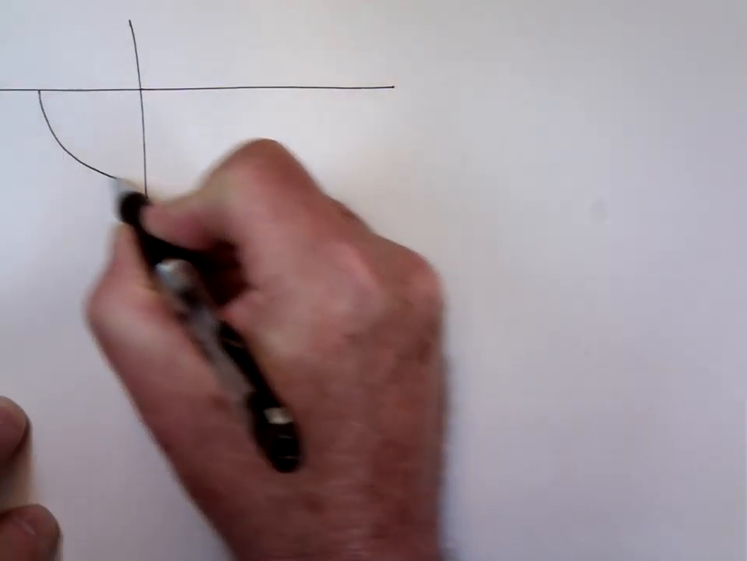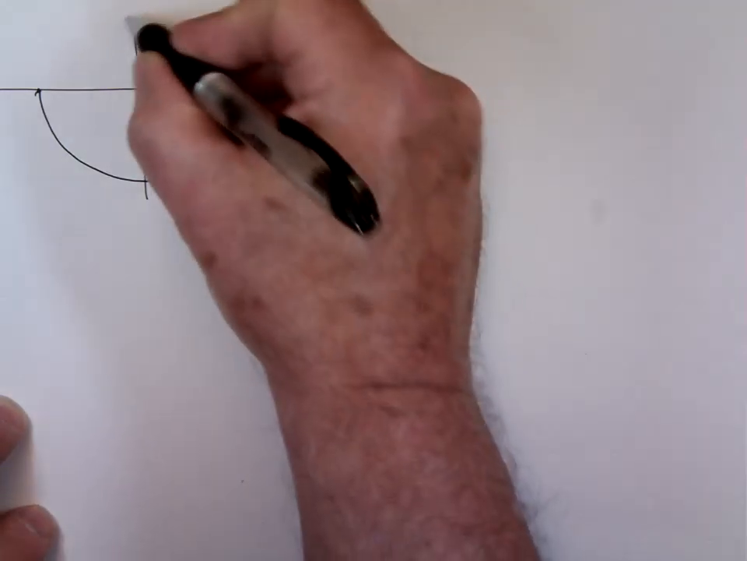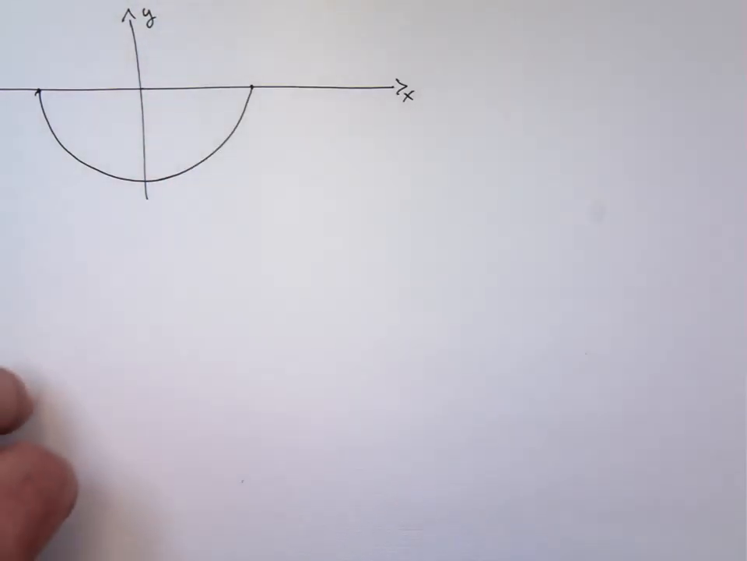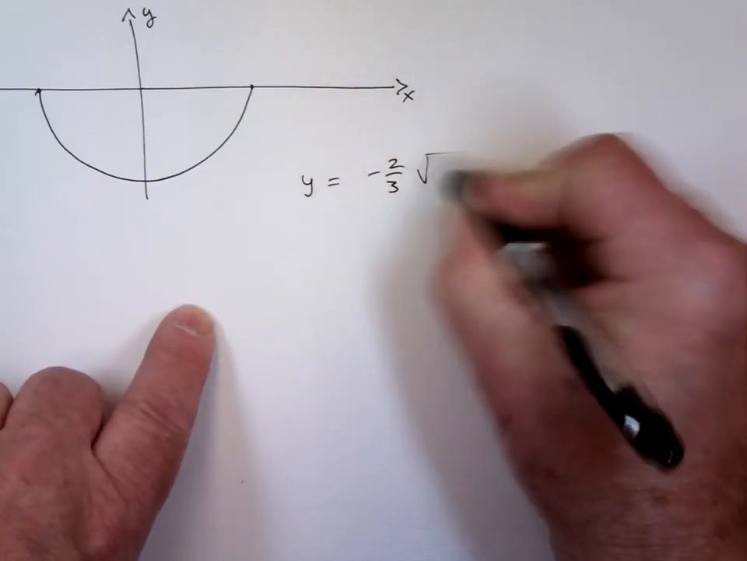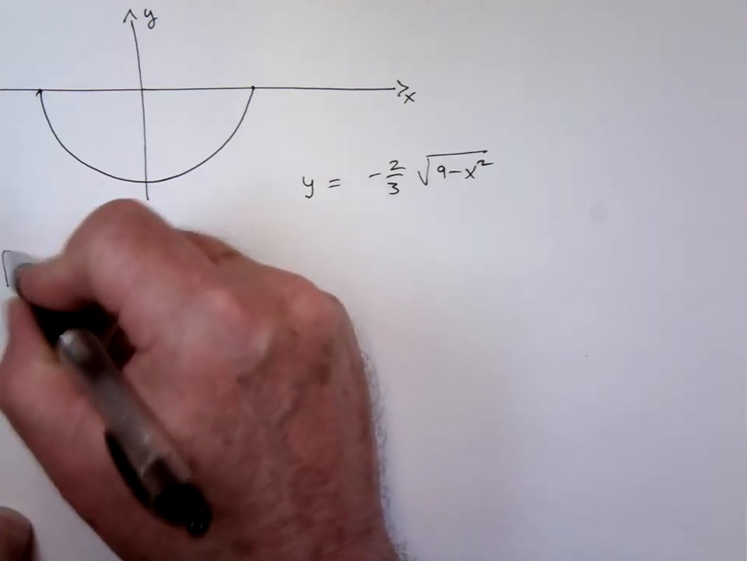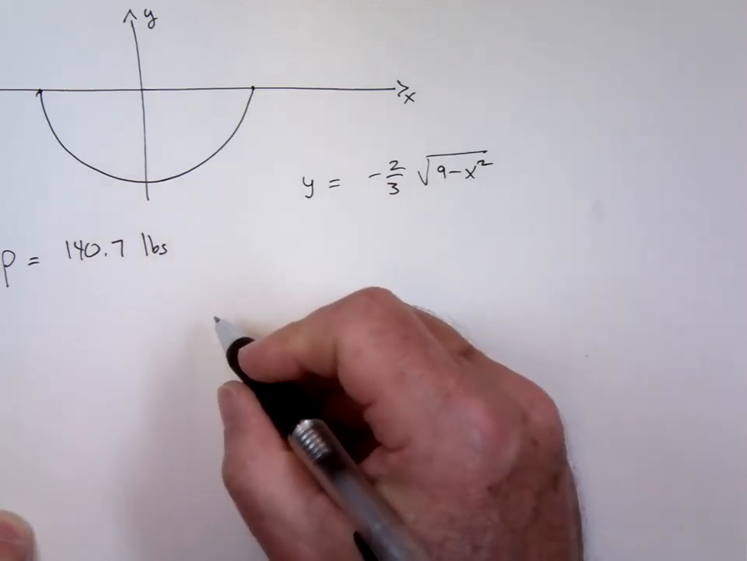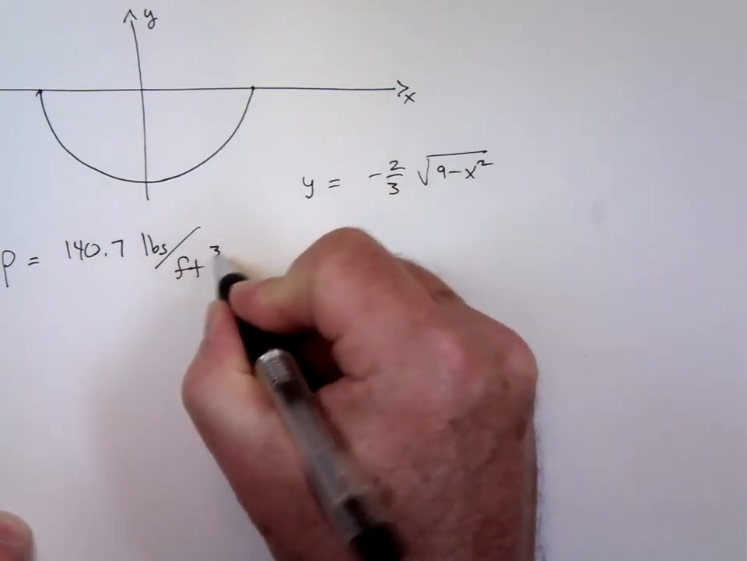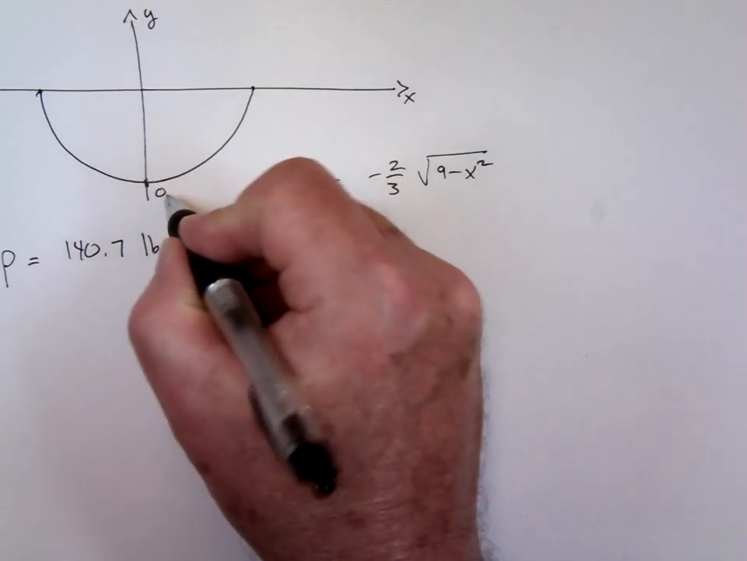So we have y equals negative 2/3 square root of 9 minus x squared. What we want to do is, the concrete density here is 140.7 pounds per cubic foot. Determine the force on this part. Round it, and this is 2 feet. This is 0 to negative 2.